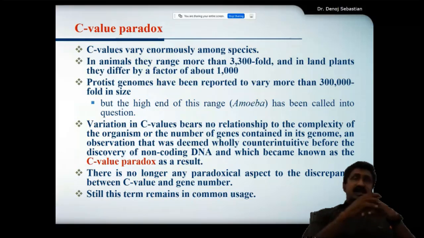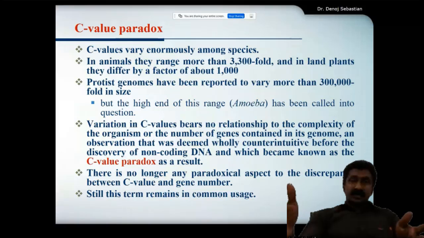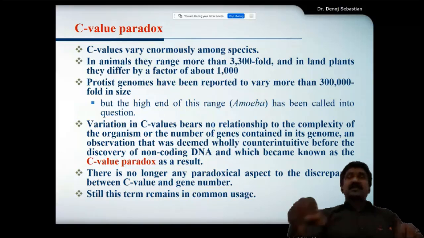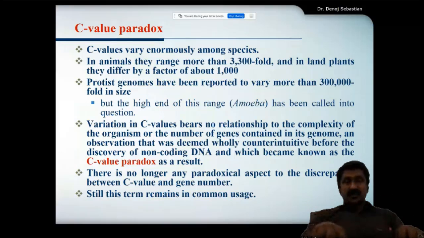And in land plants, they differ by a factor of about 1,000. So the lower range of the land plants and the higher genome size species of the land plants have about a 1,000-fold difference in the genome size.